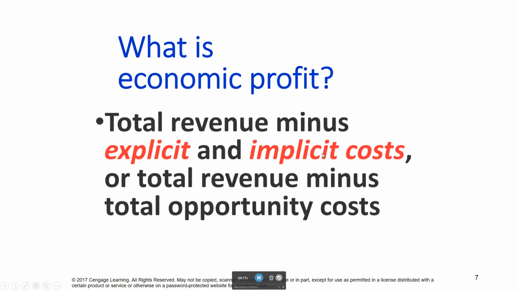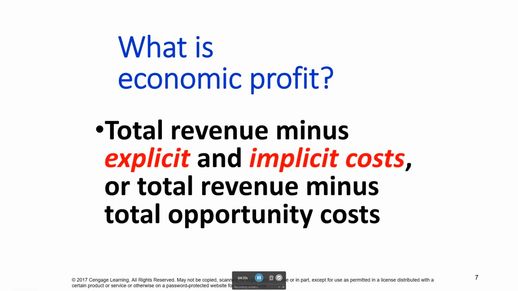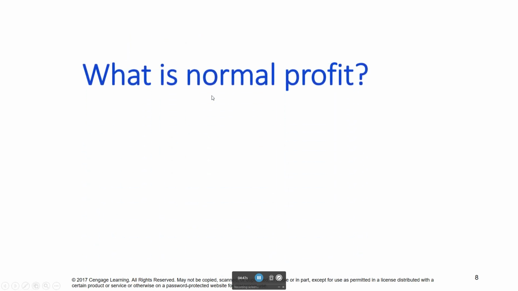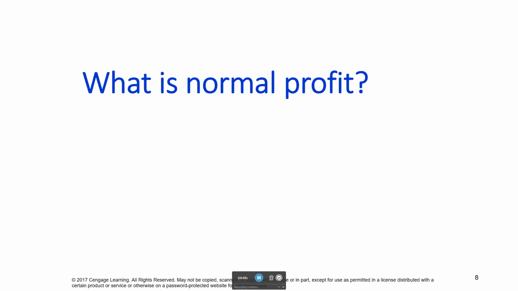Economic profit is total revenue, that's price times quantity, that's the total amount of money the business brings in, minus explicit and implicit cost, or total revenue minus total opportunity cost. We differ from accountants. They don't subtract out implicit costs. So an accounting profit is different from an economic profit. Economic profits are what businessmen operate on.